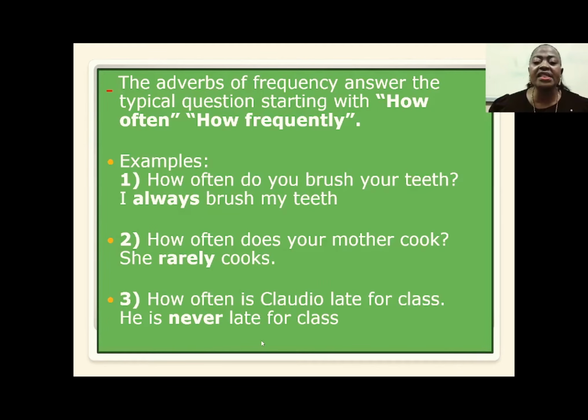Question number 3: how often is Claudio late for class? He is never late for class. It means he is always early in class.